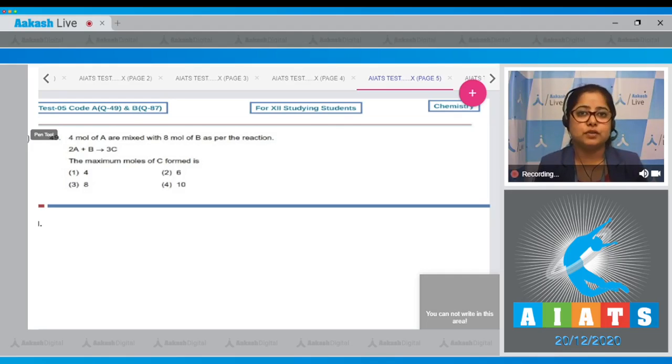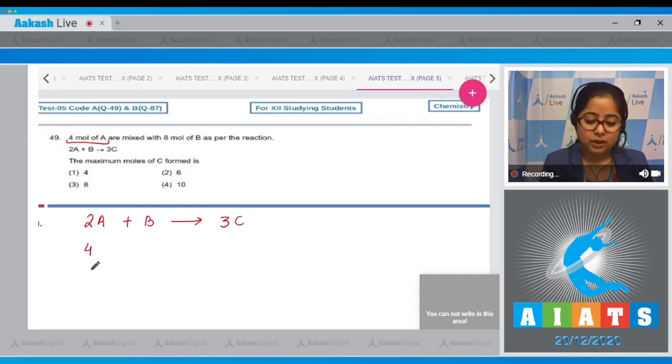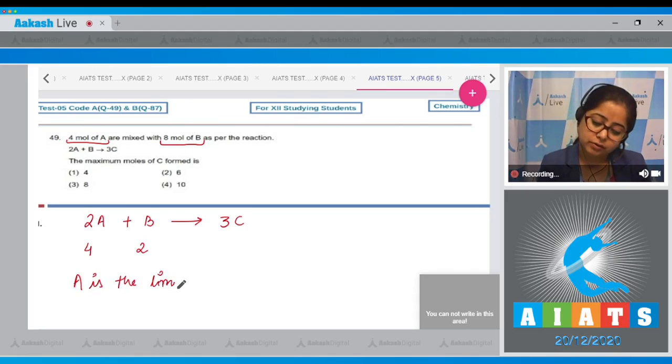So student, in such question, first of all, we have to find out the limiting reagent. So let's write down the reaction. 2 moles of A reacts with 1 mole of B to give 3 moles of C. Here we are given 4 moles of A. So, if 4 moles of A are given, then 2 moles of B must be required, because as per stoichiometry it is very clear that the number of moles of B required is half of that of moles of A required. But here we are given 8 moles of B. That means B is given in excess. That means A is the limiting reagent.